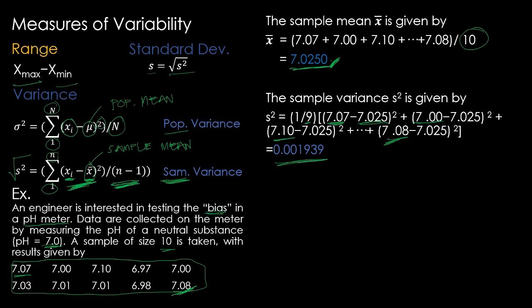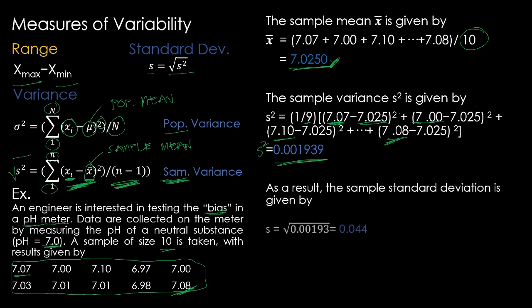So therefore, your variance is 0.001939. This is the s squared. And if you want to get the standard deviation, you just take its square root. And then you have 0.044.